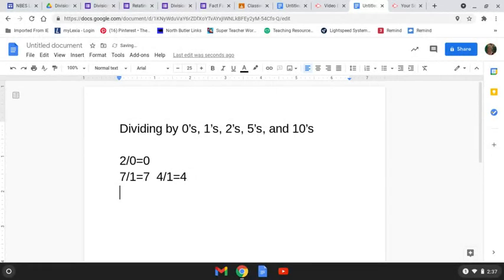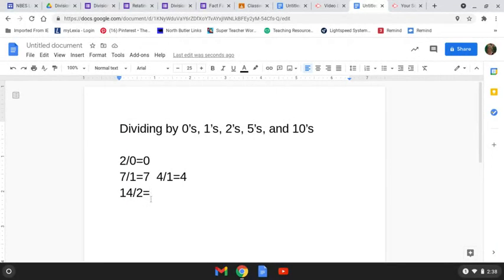Okay, let's talk about the twos. Let's say we have 14 divided by 2 equals, okay, all you're going to do is think how many 2's are in the number 14. We're taking this number, we're splitting it up into equal parts. That's what division is. This is our dividend. This is our divisor, okay?